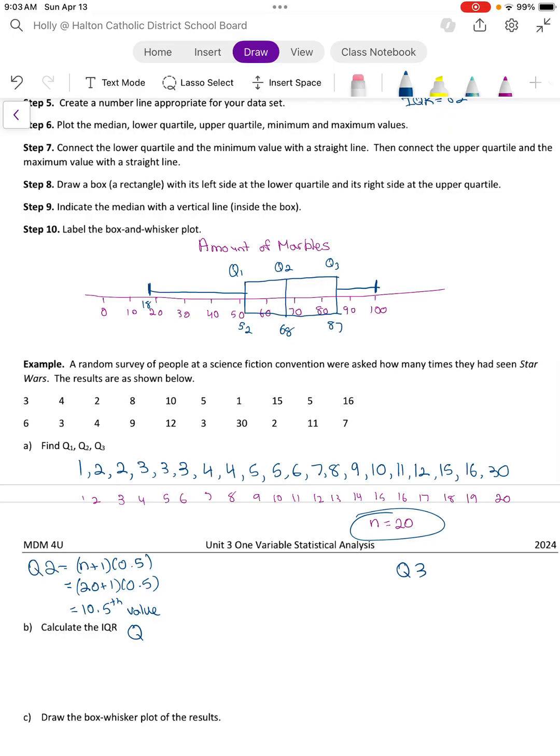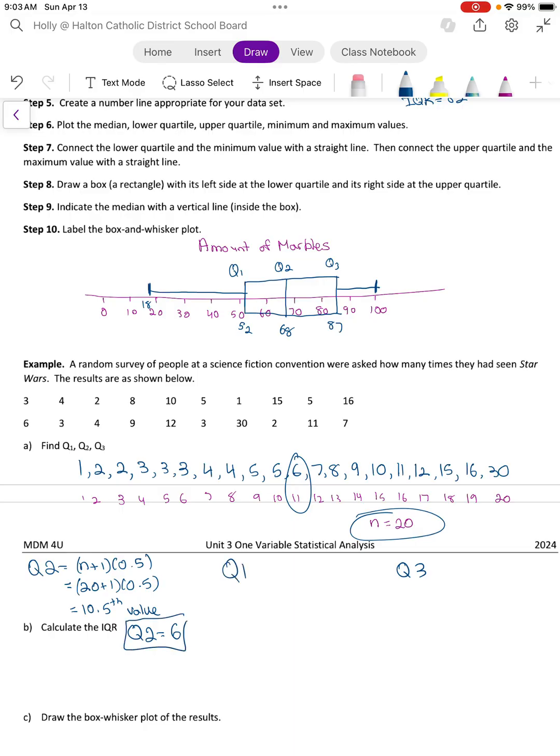Is my n plus 1 times 0.5. Yeah, so I'm finding Q2 first. So Q2 is 10.5, which would be closest to 11. So I'm going to use this value here, the 11th position, which is equal to 6. That's my Q2.